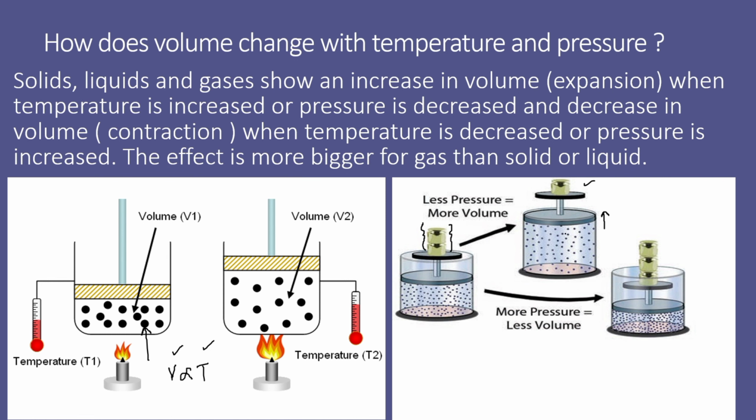If you increase the pressure over here, we are just increasing the pressure by putting more weights on the lid. Now the lid will move down. As a result, the volume will decrease. Alright, so it means that pressure and volume are inversely related to each other. If you increase the pressure, the volume decreases, and if you decrease the pressure, volume will increase.